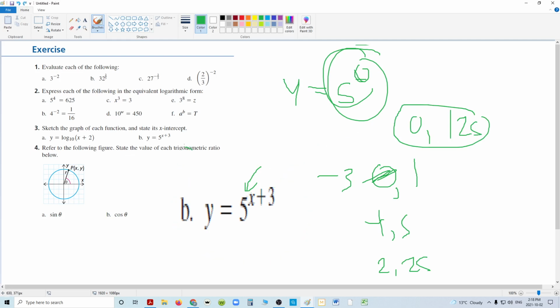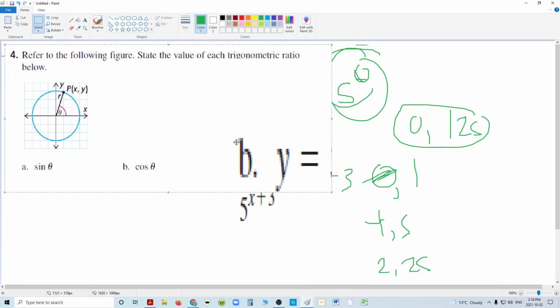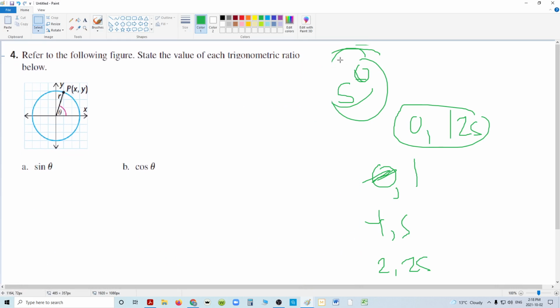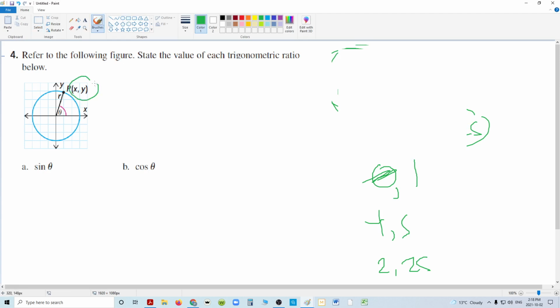Refer to the following figures, state the value of each trigonometric function. Okay, so you need to remember your SOH CAH TOA. It's very important to remember your SOH CAH TOA. And here they're giving us x and y values, and they're just telling us it's a radius of this. Sine theta is simply equal to the y values, if you want to know. And cos theta is simply equal to your x values, if you want to know. And that's for when r is 1.